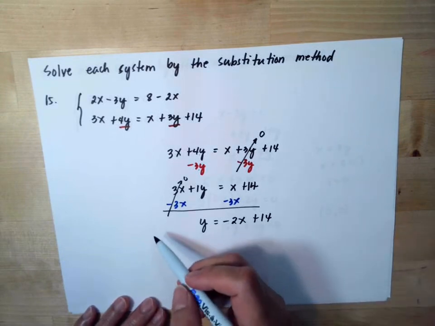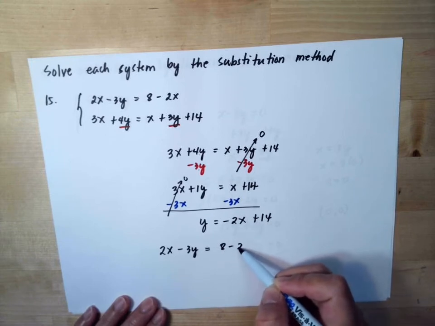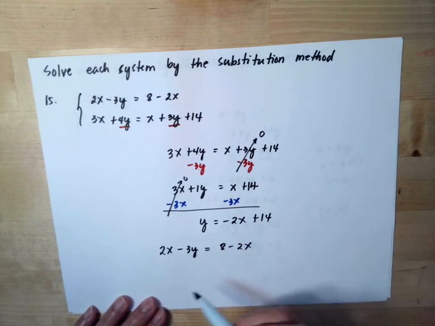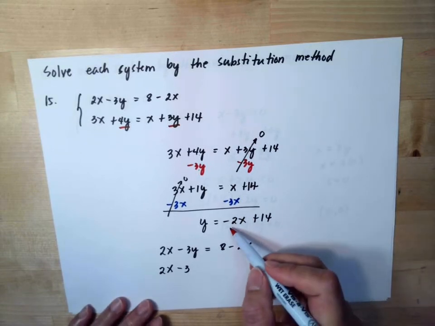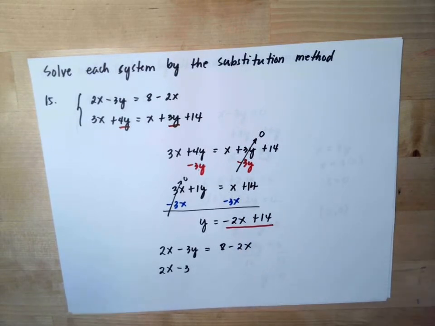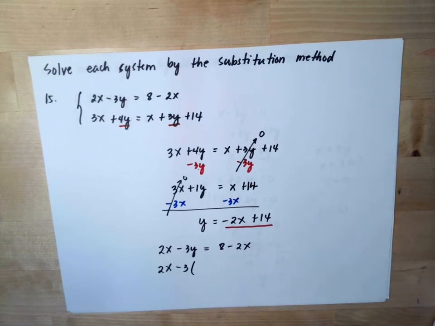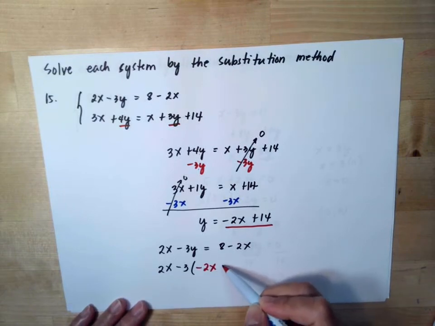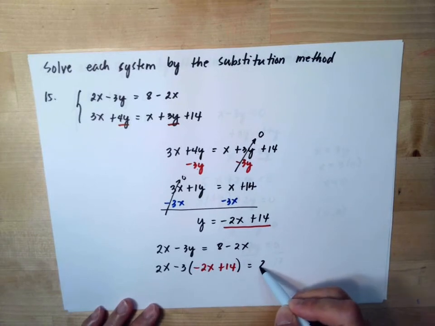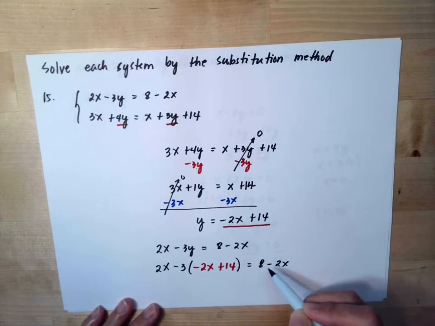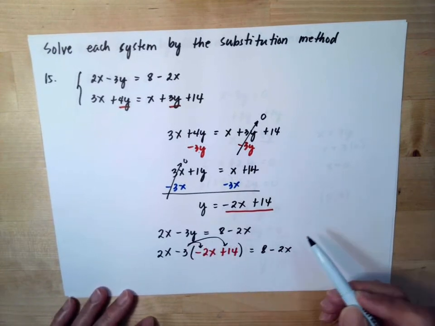So we have in the first equation 2x minus 3y is equal to 8 minus 2x. Then I will substitute this. So 2x minus 3, then substitute this in place of y, so we have negative 2x plus 14 equal to 8 minus 2x. So then I will distribute the 3 inside the parentheses.